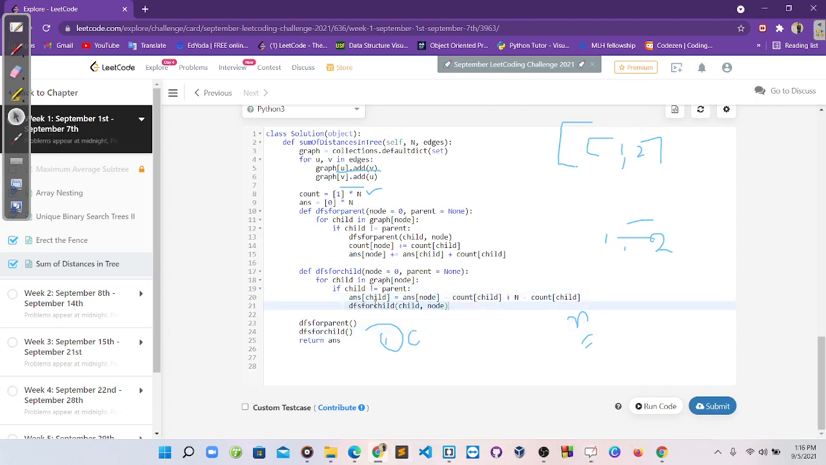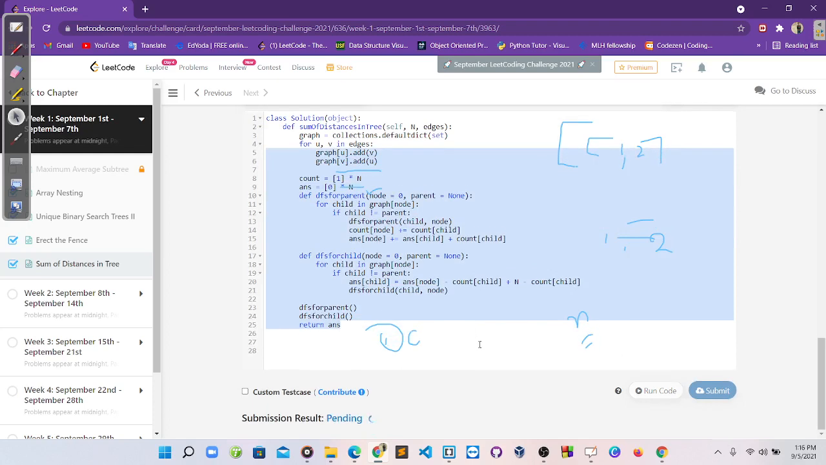Similarly, we go for each child, compute for each child using that formula, and we have our answer. Let's run it. Yeah, this is accepted. I hope you get it, and thank you.